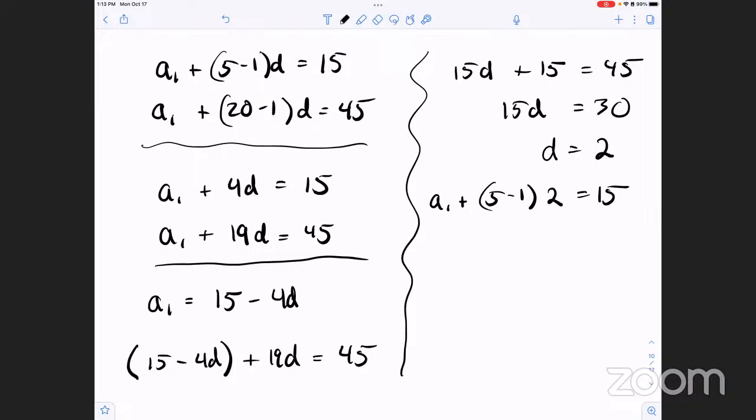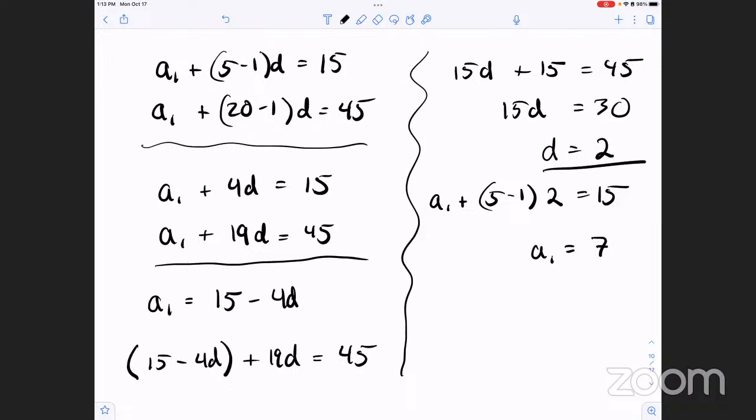15. Okay, combine like terms and simplify. So 4 times 2 is 8. So then a1 equals, what is that, 7? 2 plus 5. Because if you subtract 8 on both sides, you get 7.